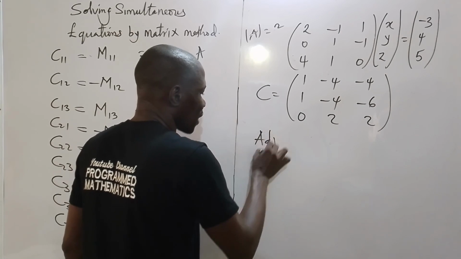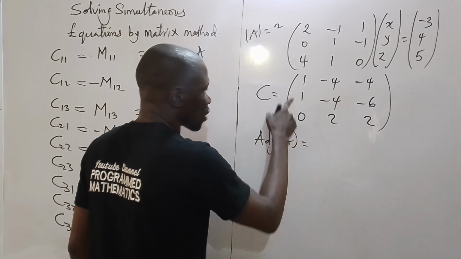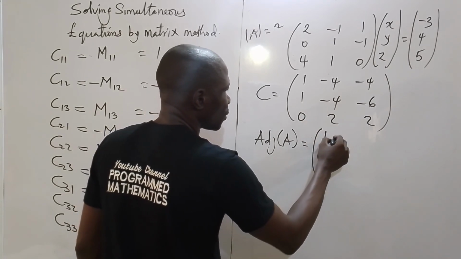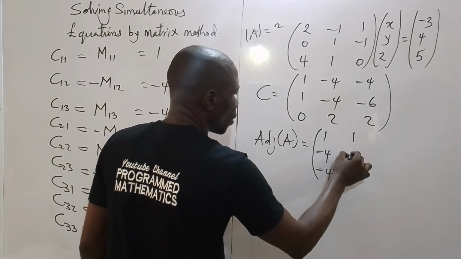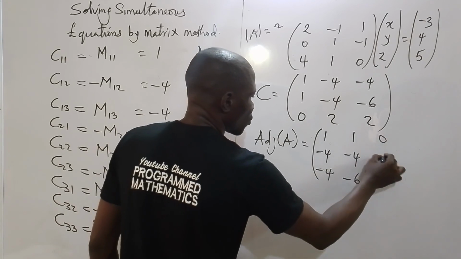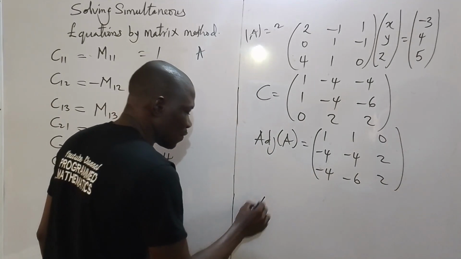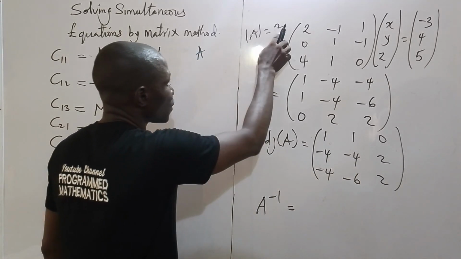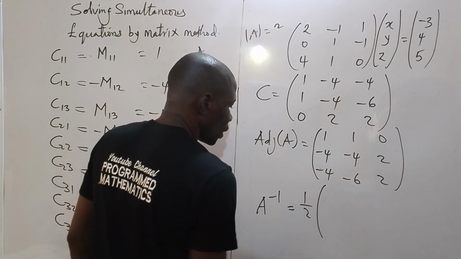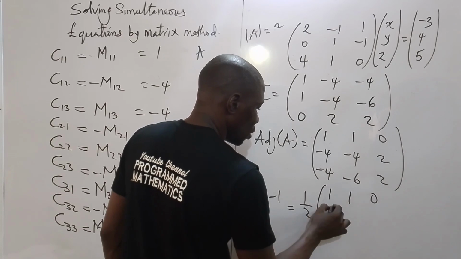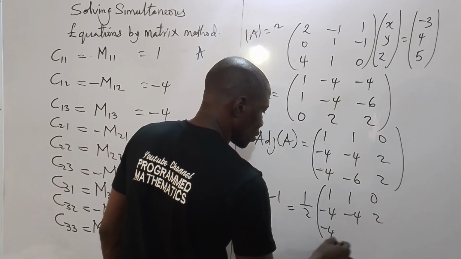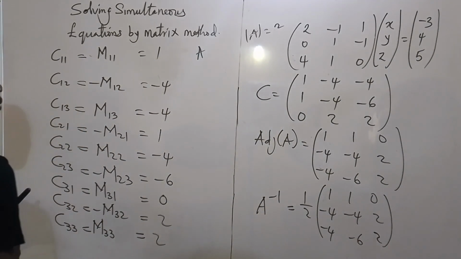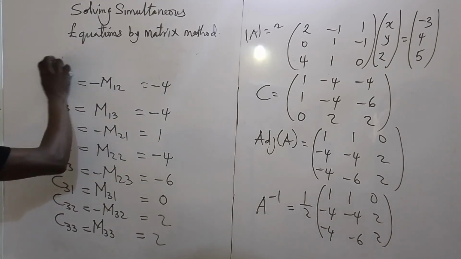So the adjoint of matrix A is equal to the transpose of this. When we transpose this matrix, we have 1, minus 4, minus 4, 1, minus 4, minus 6, 0, 2, 2. Then the inverse of matrix A will mean the adjoint divided by the determinant, which is 2. So we have 1 over 2 into 1, 1, 0, minus 4, minus 4, 2, minus 4, minus 6, 2. Let's open up that bracket now, the multiplication there.